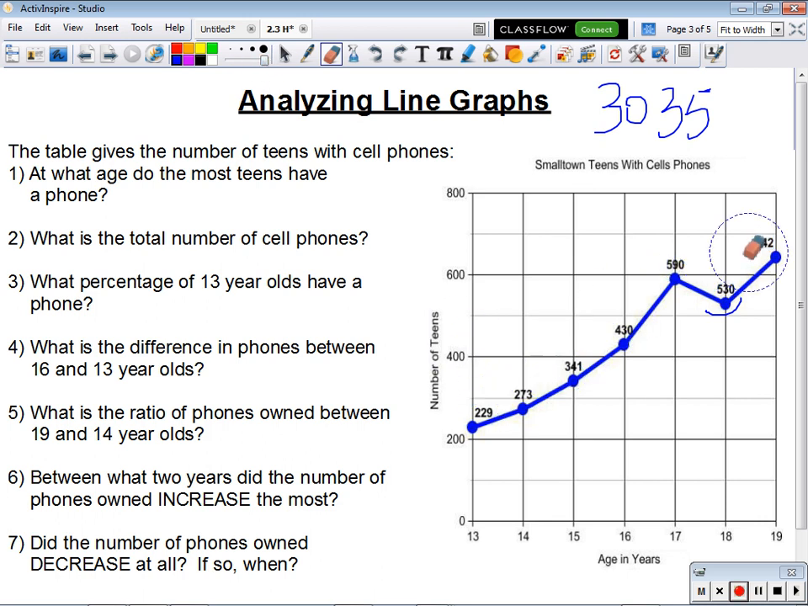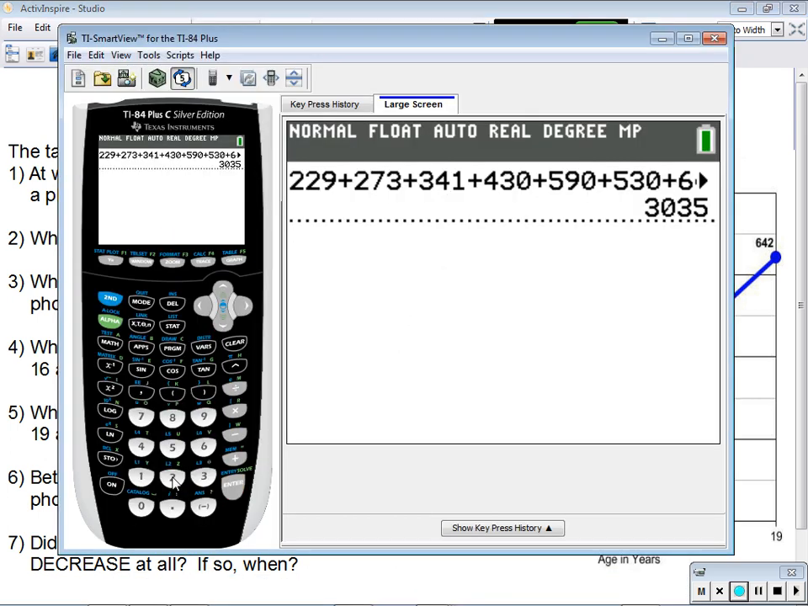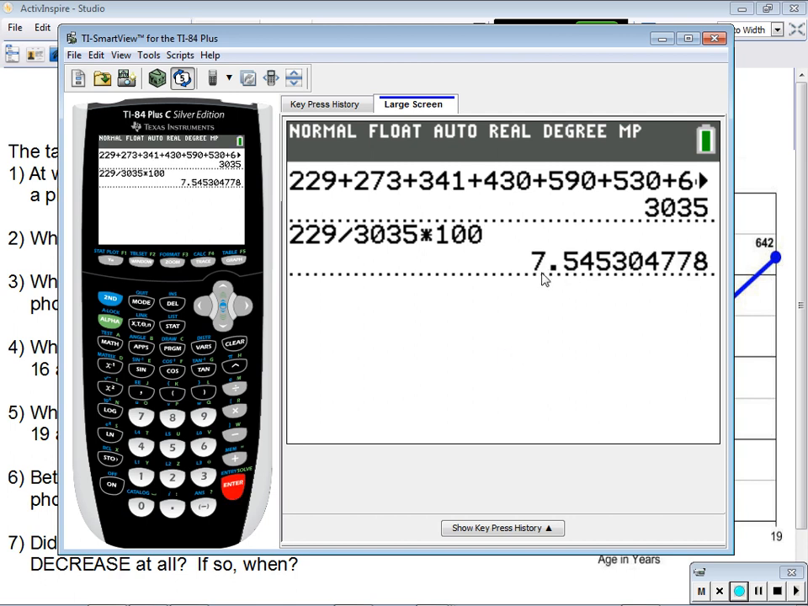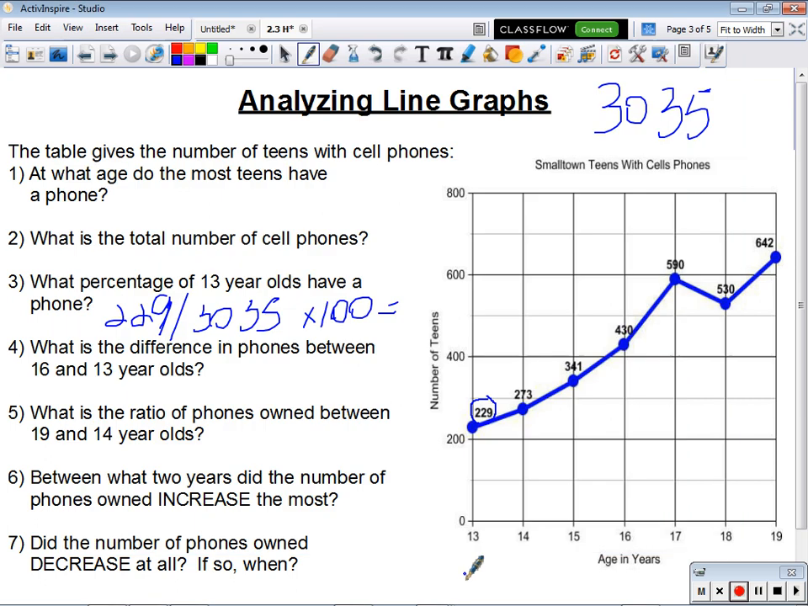For number 3, the question says, what percentage of 13-year-olds have a phone? So to find that, I want to take first the number of 13-year-olds, which would be 229. So I'm going to do 229 divided by the total times 100. So I'm going to take my calculator here. So I got 229 divided by the total times 100. So once again, we're going to round this to the nearest percent. So since this is 7.5%, since it's 0.5, we'll call this 8%. So that's what I got there for number 3.